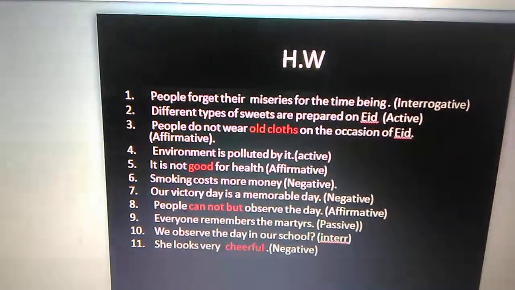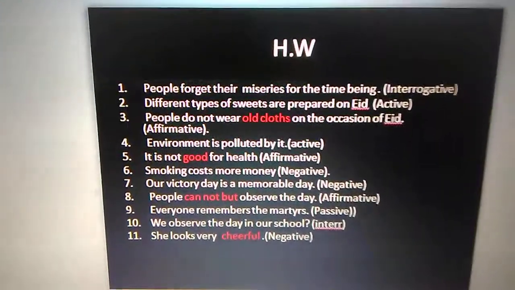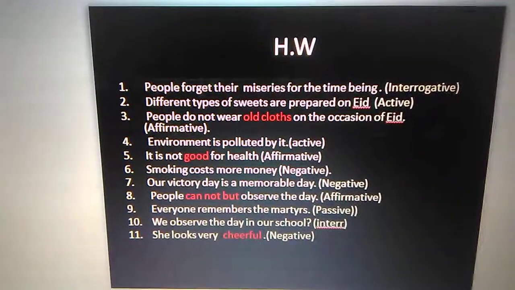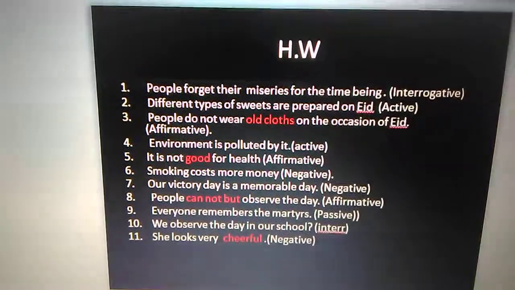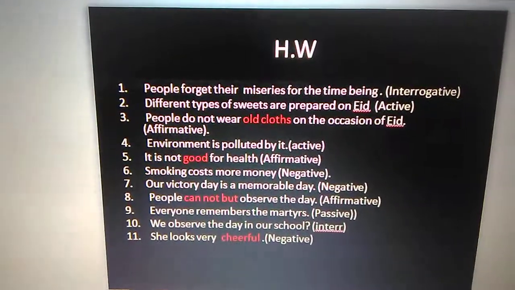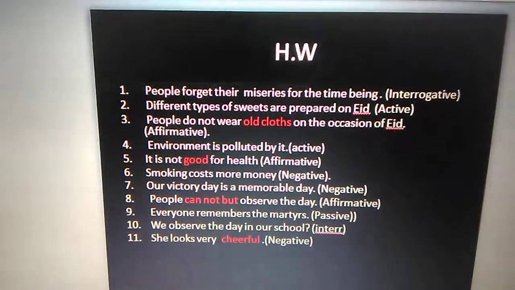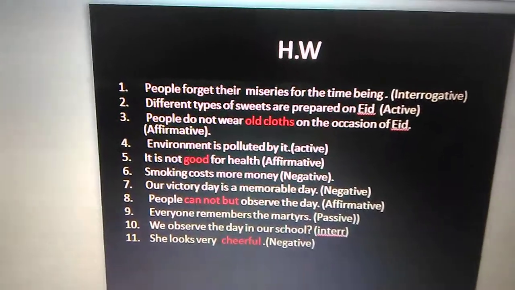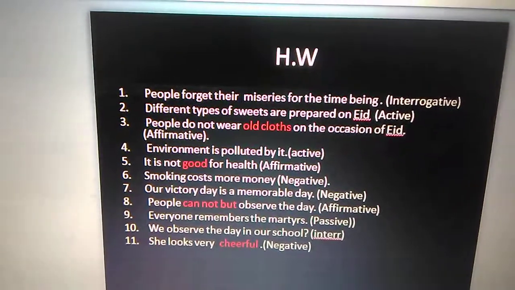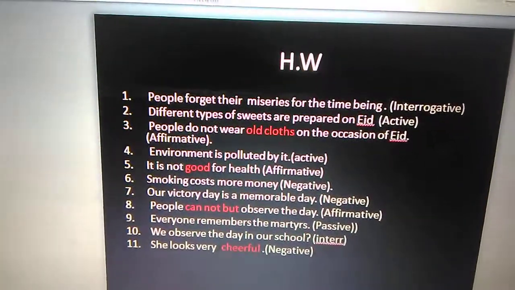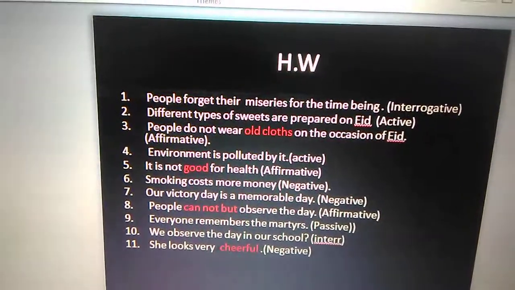Different types of sweets are prepared on Eid. So the object is missing, by us or by people. So you have to arrange that one to change into active. People do not wear old clothes on the occasion of Eid. Old clothes will be replaced by new cloth. Then you change. Environment is polluted by it. It is easy. You can do it. It is not good for health. So the opposite word of good is needed.